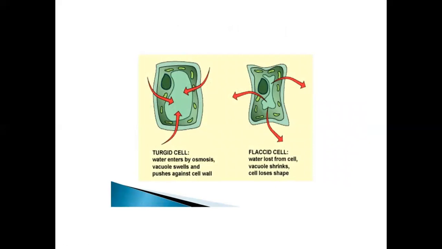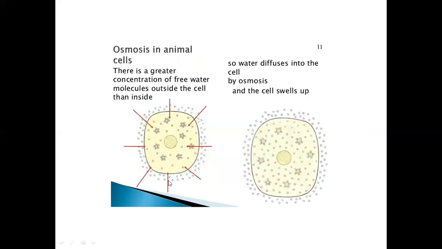Next, we have to discuss the difference between a turgid cell and a flaccid cell. When water enters a plant cell by the process of osmosis, the vacuole swells and the cell is said to be a turgid cell. And when the water moves out of the plant cell by the process of osmosis, the vacuole shrinks and this cell is said to be a flaccid cell. Over here, it is an animal cell. So when water enters into a cell by the process of osmosis, it swells up.